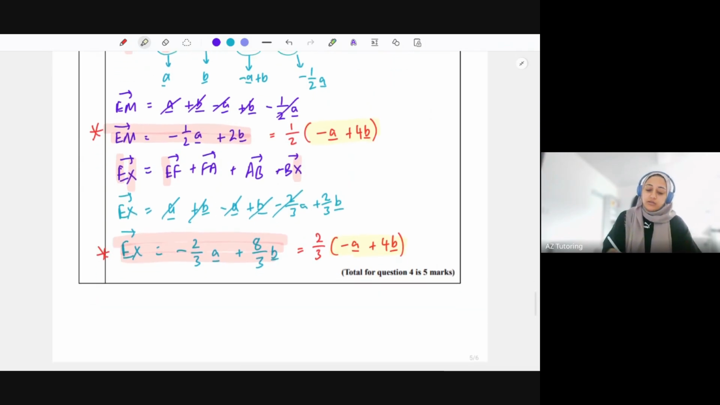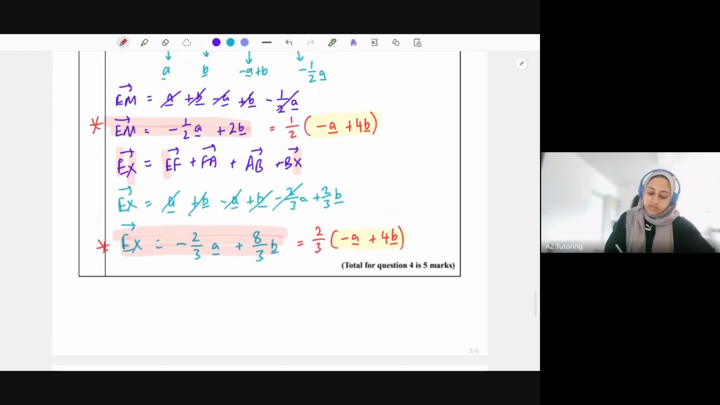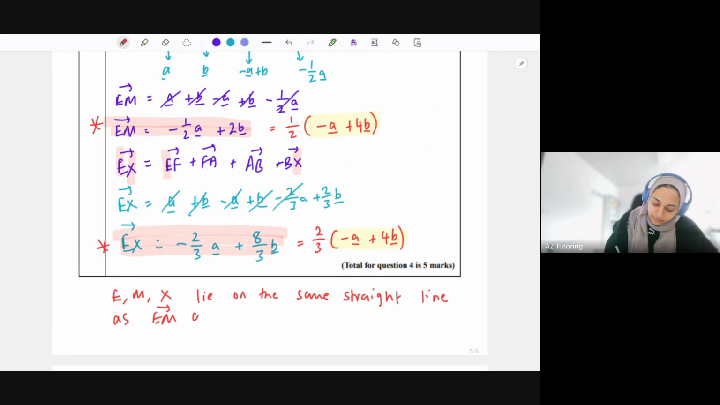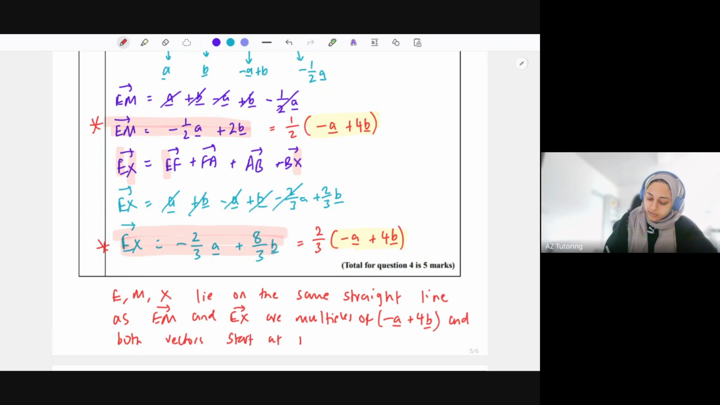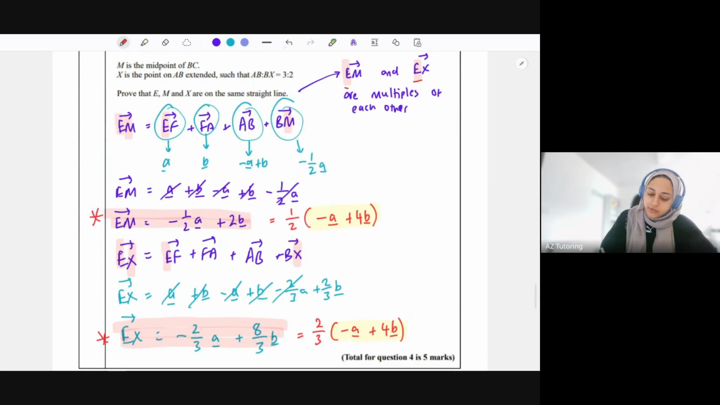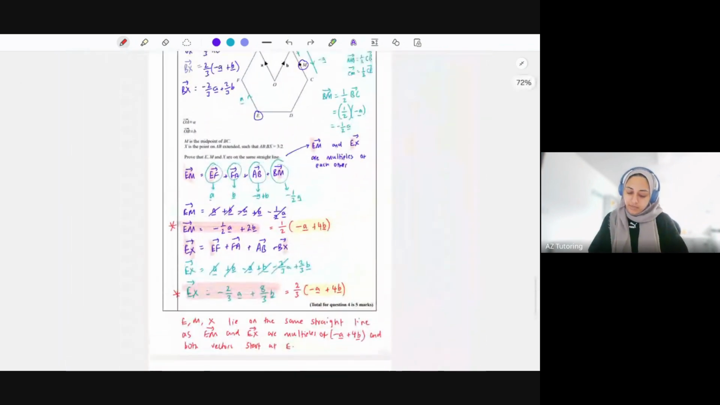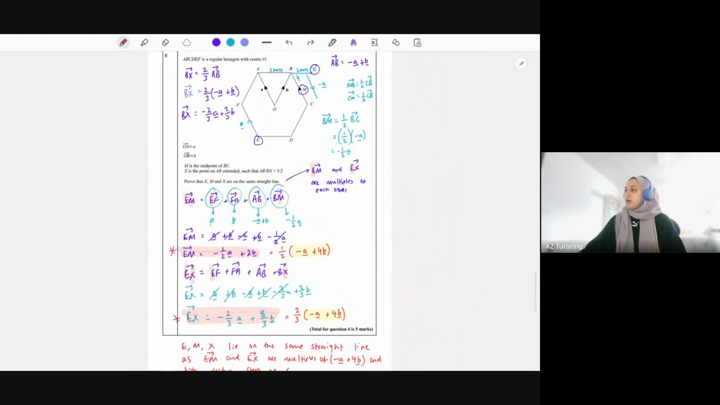So now we just need to write our final concluding statement. You can't just leave the answer there. So you would say E, M, and X lie on the same straight line as EM and EX are multiples of minus A plus 4B, and both vectors start at E. Remember in the first part where we said that they have to have the same starting point? So that's what we've done here. And that's for 5 marks. So I'll leave that there on screen. And we will do the final vector proof question.